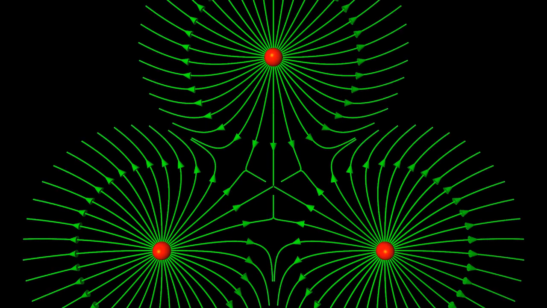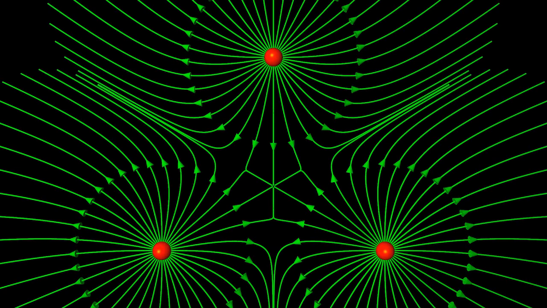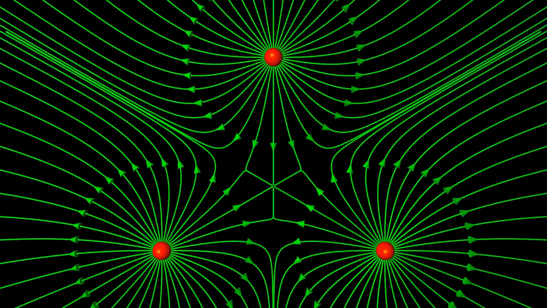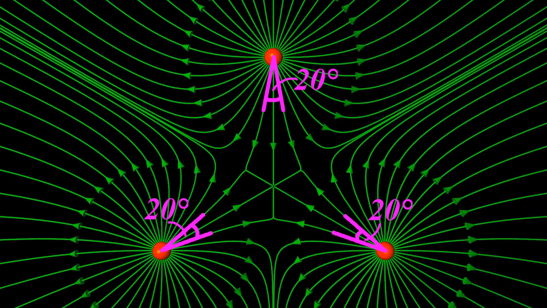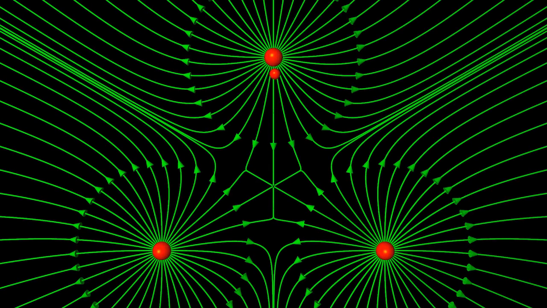If there are three positive charges arranged at the peaks of an equilateral triangle, we get the field line pattern shown here. Several field lines starting in an angular range of approximately 20 degrees at each particle converge at the center of the formation. A test charge placed somewhere in that area is following the path of a field line to the center point.